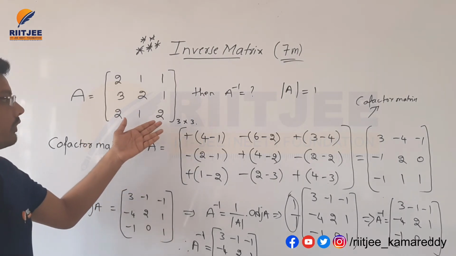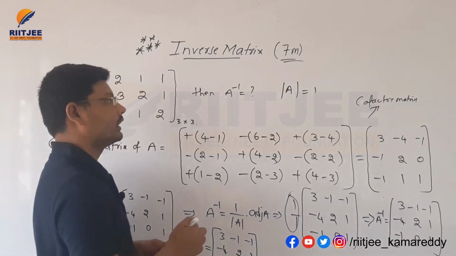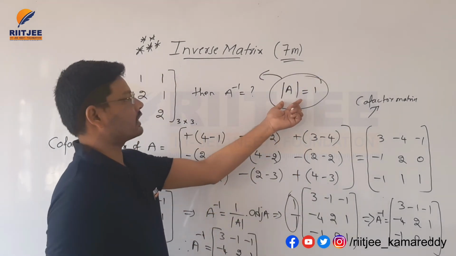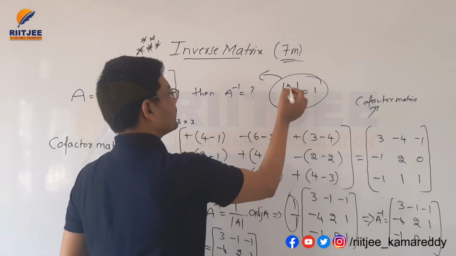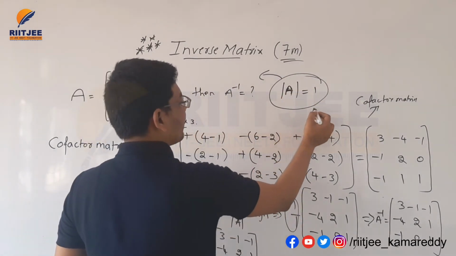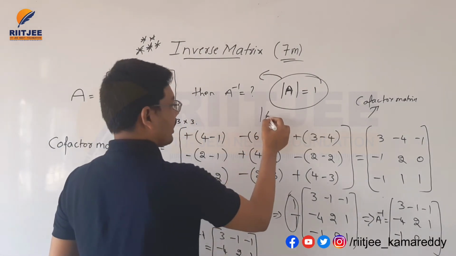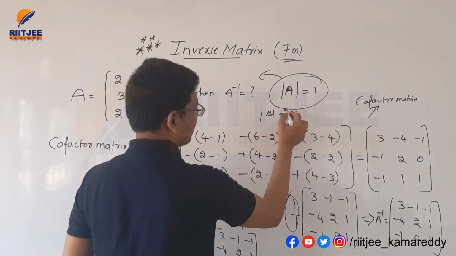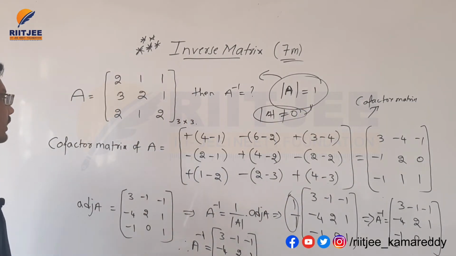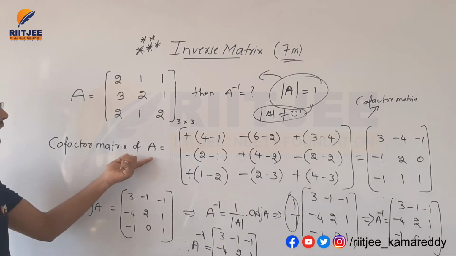First of all, we need to find the determinant value. In the previous case we defined modulus A is equal to 1. We found that the modulus of A value is equal to 1 here. It is a non-singular matrix. The modulus of A should not be equal to 0, only then is it possible for A inverse to exist here. Next we need to find the cofactor matrix of A.